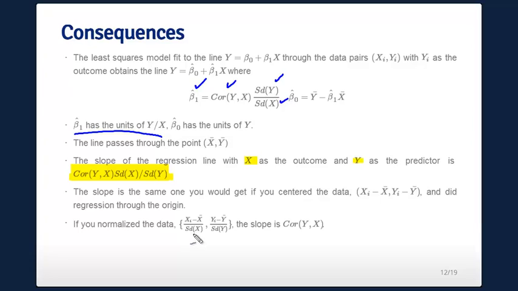If you normalize the data, don't just center it, but also scale it so that it has mean 0 and variance 1, then your regression slope is nothing other than the correlation. Because the resulting centered and scaled random variables have standard deviation 1, the formula works out to just be the correlation.